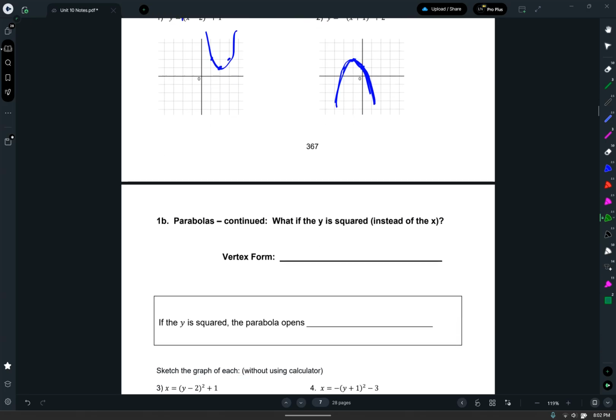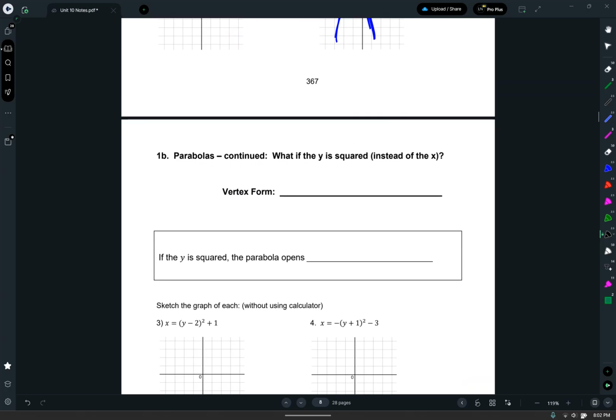So let's go over here. Let me write that down one more time. So we've got x equals, and again I'll just put a number. So maybe it's a 2, maybe it's a 3, and then maybe it's a 4. I don't have to put numbers. I just want you to know that's where numbers could go. Okay. So we just said, if the y is squared, we know the parabola opens either right or left.